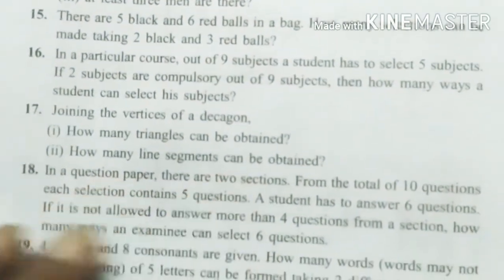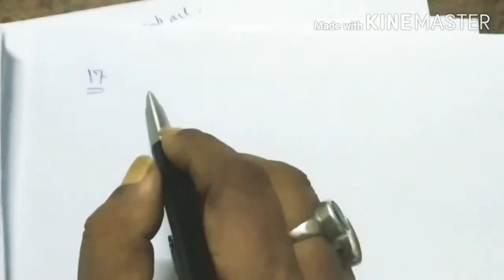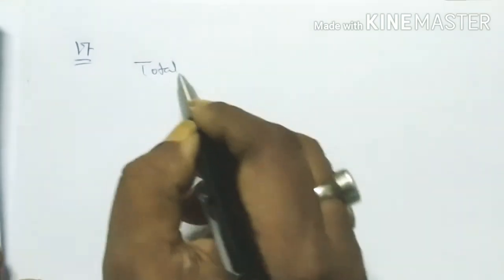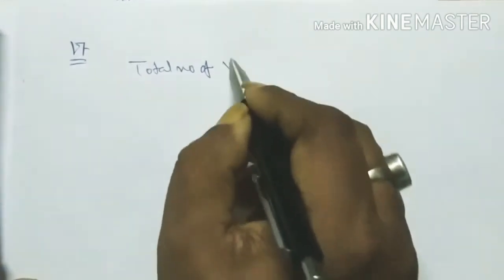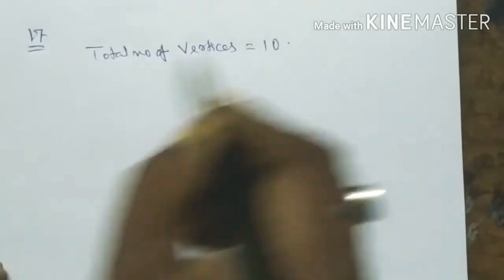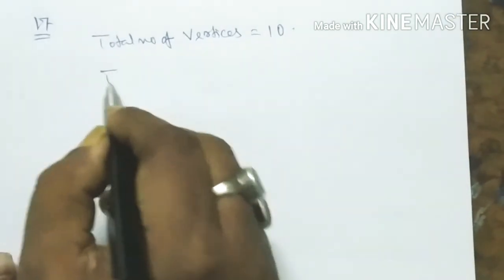Now, question number 17. Joining the vertices of a decagon, how many triangles can be obtained? How many line segments can be obtained? Decagon means a 10-sided figure. You know that decagon is a 10-sided figure. So, the total number of vertices is equal to 10.